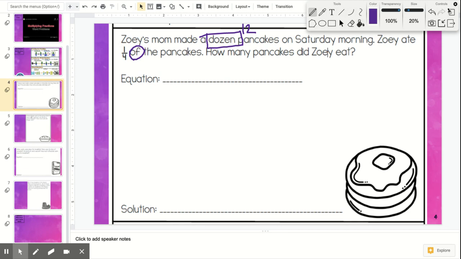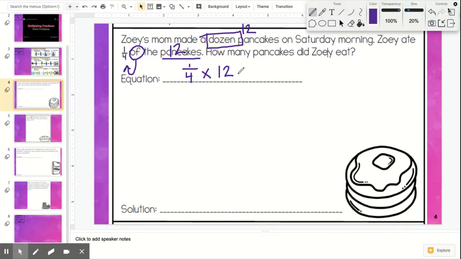Now, remember, the instructional video told you that this word "of" that comes directly after a fraction indicates that this is a multiplication problem. So Zoe ate 1/4 of the pancakes. Well, we know that there were 12 pancakes. So for us to figure out how many actual pancakes Zoe ate, we need to set up our multiplication problem. So 1/4 times 12 is going to be the problem we need to solve.